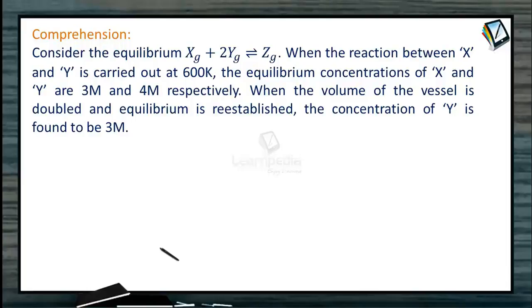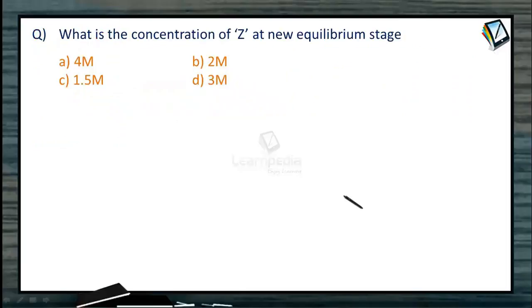Comprehension. Consider the equilibrium X gas plus 2Y gas giving Z gas. When the reaction between X gas and Y gas is carried out at 600 Kelvin, the equilibrium concentrations of X and Y are 3 molar and 4 molar respectively. When the volume of the vessel is doubled and the equilibrium is re-established, the concentration of Y is given as 3M. What is the concentration of Z at the new equilibrium stage?